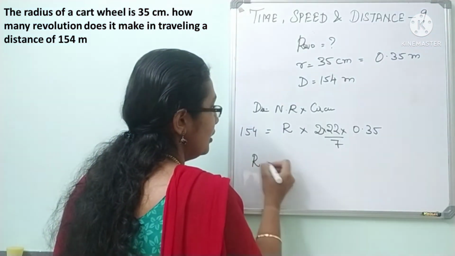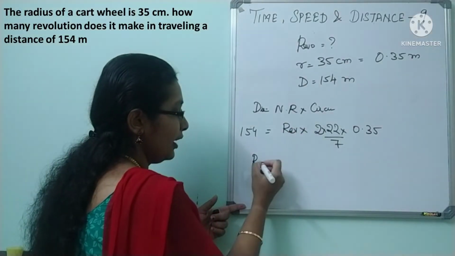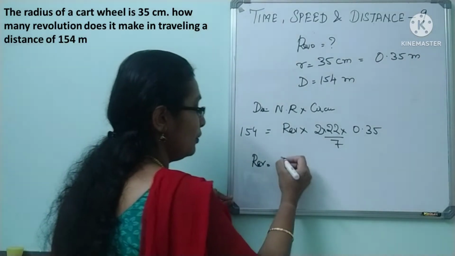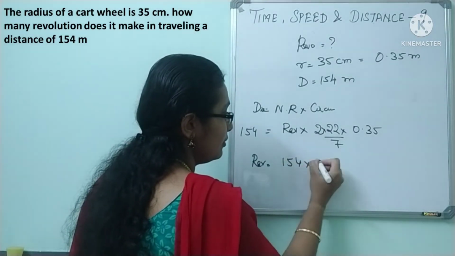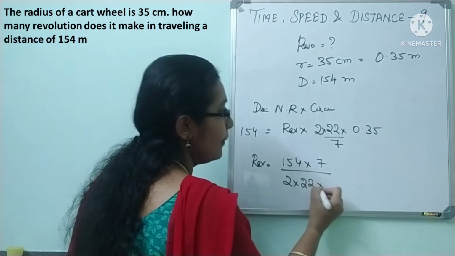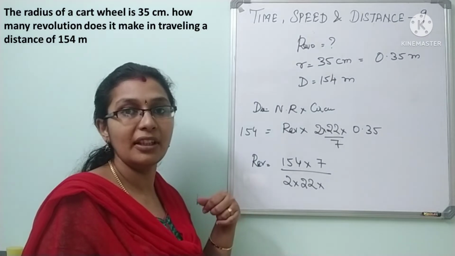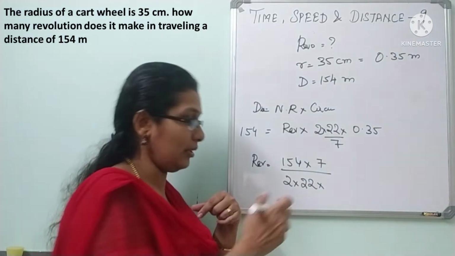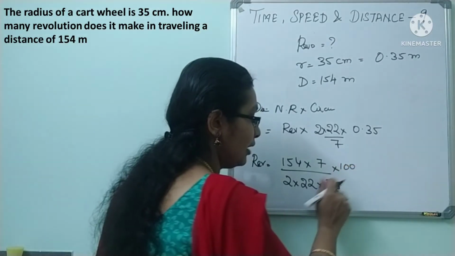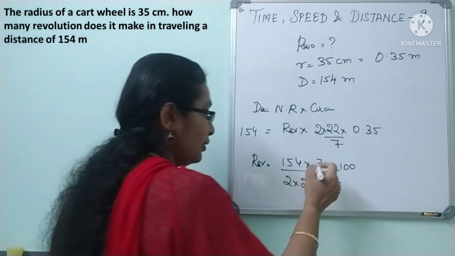So distance is 154. Taking revolution to one side, this is revolution, okay, not radius. The 7 will come in the numerator. So 154 into 7 divided by 2 into 22 into 0.35. I can take it as such, and in order to remove the decimal, I will multiply and divide it by 100. So you will get it as 35. Okay, now you can simplify.